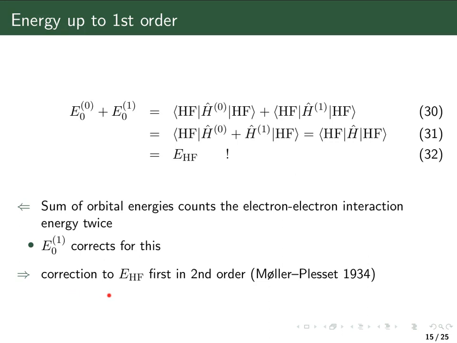So the big conclusion of the paper by Møller and Plesset from 1934 actually was that a correction to the Hartree-Fock energy is not going to come in first order, but only in second order do we get a correction to the Hartree-Fock energy. Meaning the Hartree-Fock energy is correct to first order.